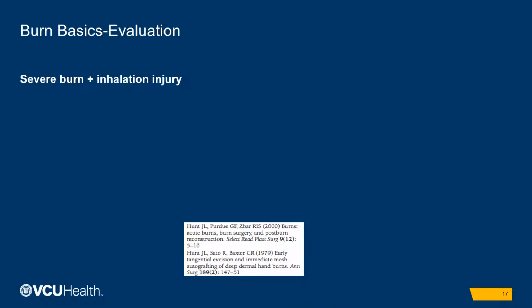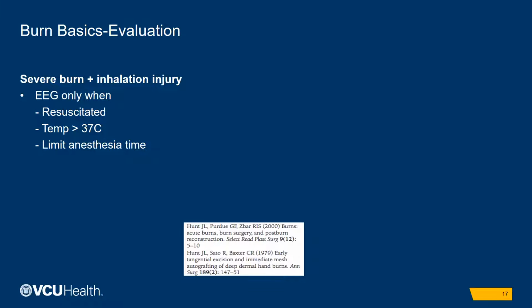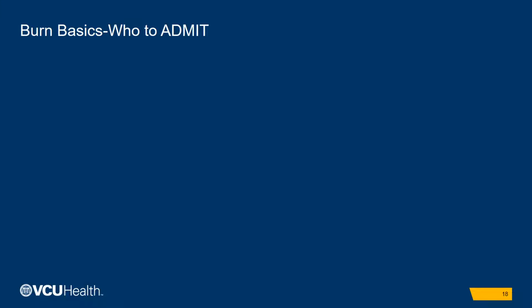An important thing to note is that when we have a severe burn along with an inhalation injury, we only consider early excision and grafting when the patient is resuscitated and warm. When we go to the operating room for a burn excision or any surgical treatment of that burn, we try to limit the anesthesia time. As a general rule of thumb, we don't try to excise more than 25% total body surface area during one trip to the operating room.